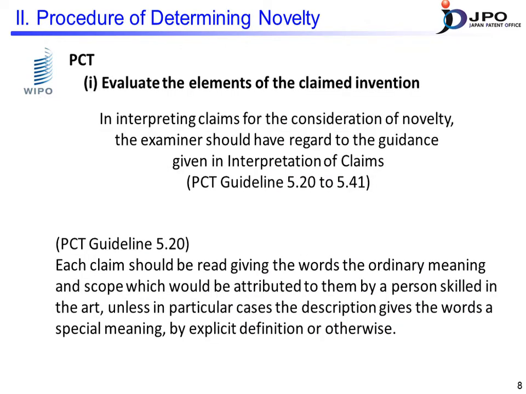I will explain how the claimed invention is interpreted in order to consider its novelty. When interpreting the claimed invention, examiners should have regard for the guidance on interpretation of claims. This is given in PCT Guidelines 5.20 through 5.41. In concrete terms, each claim should be read giving the words the ordinary meaning and scope which would be attributed to them by a person skilled in the art, unless in particular cases the description gives the words a special meaning, by explicit definition or otherwise.